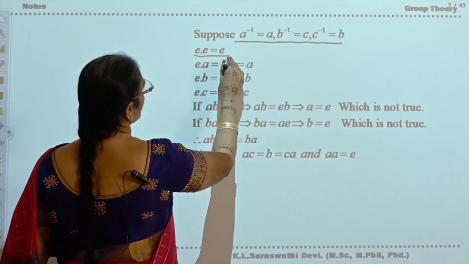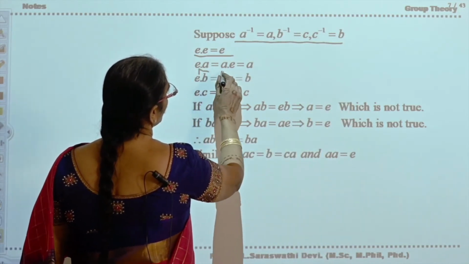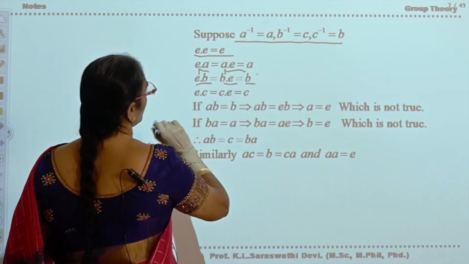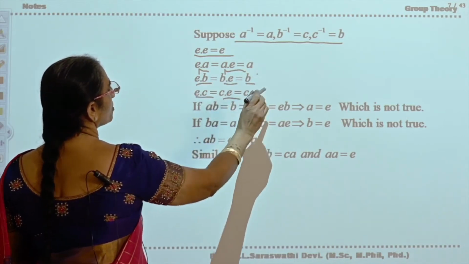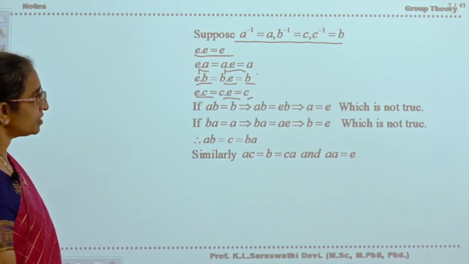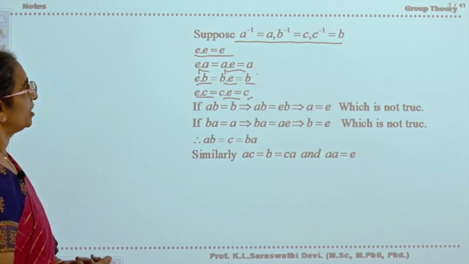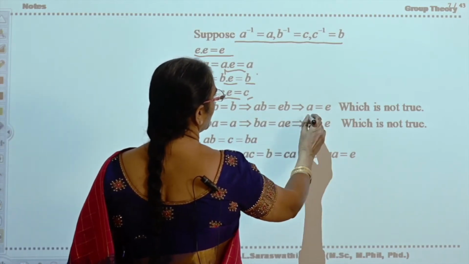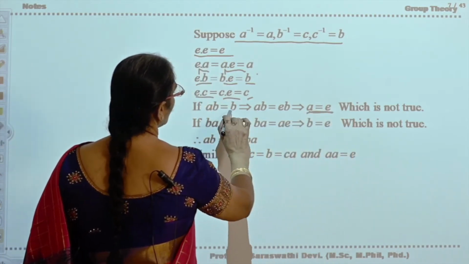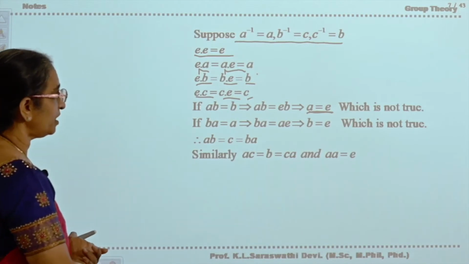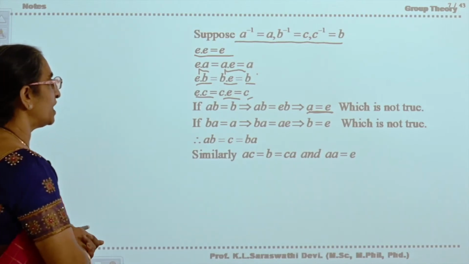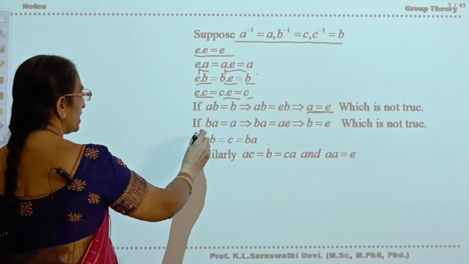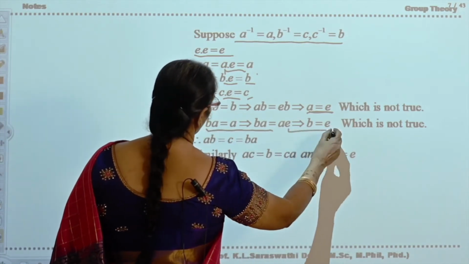Now E dot E is E. E dot A is equal to A. E dot B is equal to B. E dot C is equal to C. Now if AB is equal to B, what happens? See. If AB is equal to B, as in the previous case, you are getting A is equal to E, because B can be written as EB. By the cancellation law, you can cancel and get A is equal to E. Similarly, if BA is equal to B, you will get this.